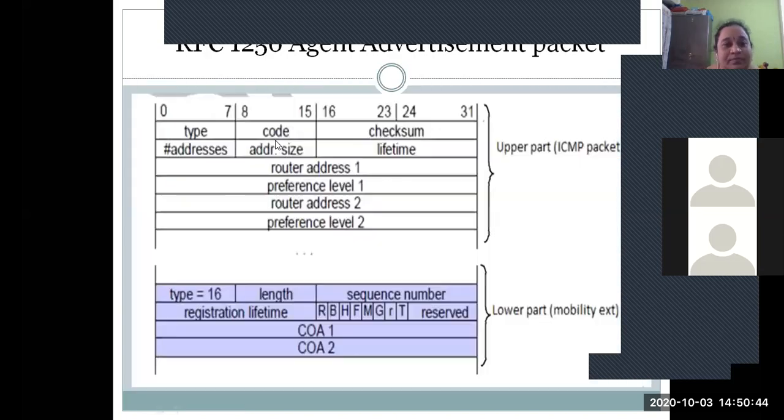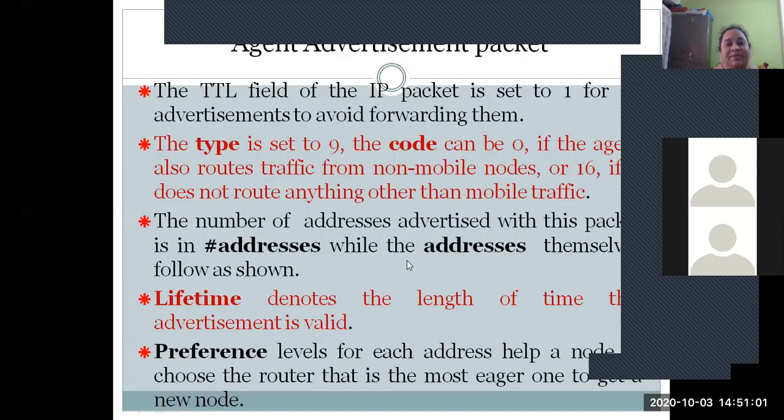So see, everybody please keep in mind what the packet is and what all the different fields are, and what the lower part of this particular mobility extension is, which is given for the ICMP for the use of mobile IP communication. See, the agent advertisement packet, what are all its fields and how it is given. So, right, what it is.